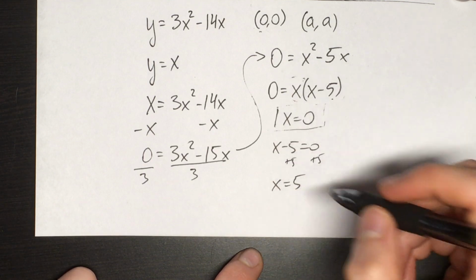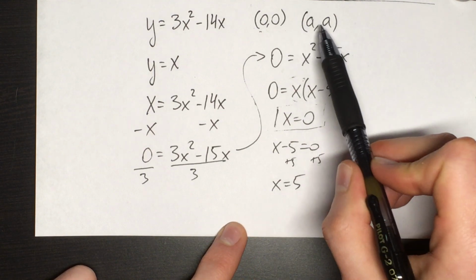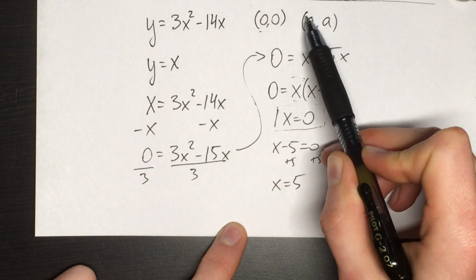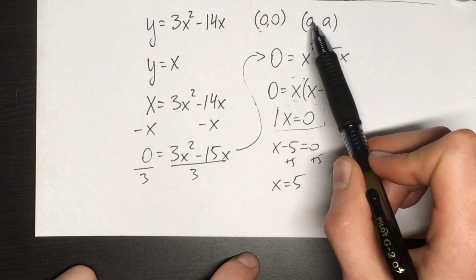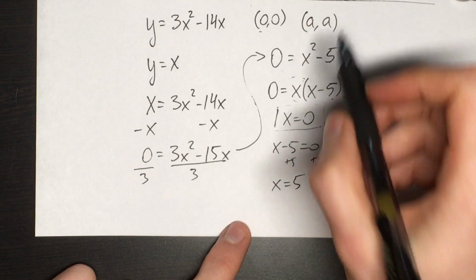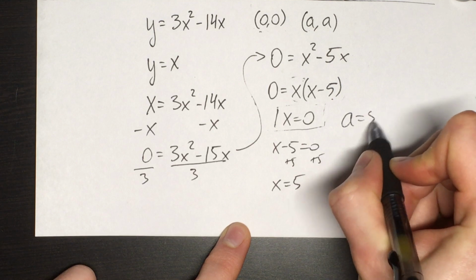So you can actually already pretty much be done, because we were told that both the x and y values of this point are the same, since the same variable is used in both. So we know that the point is actually going to be (5, 5). So we can already say that a equals 5, and that's our answer.